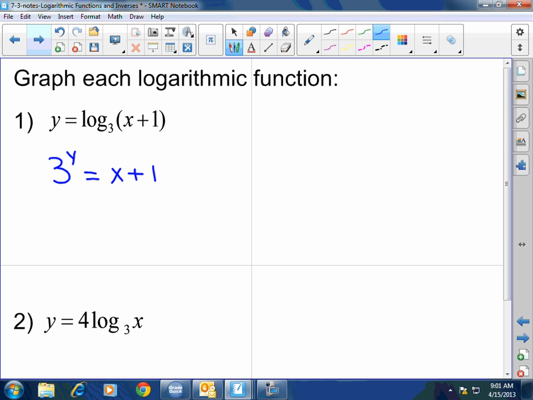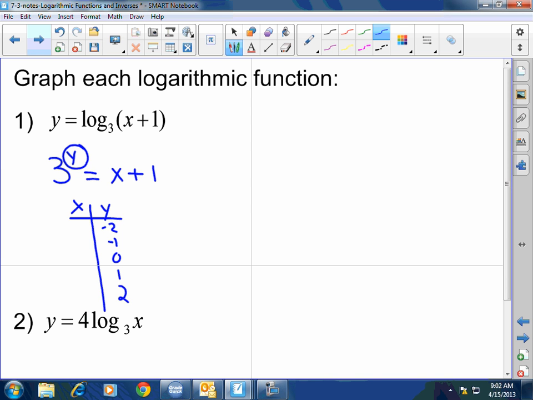You with me? Okay. Second, make a table just like before. However, this time, who's my independent variable? No. Remember, guys, look at it. Y is the exponent here, so y is the independent variable here. So you're going to choose values for y and solve for x this time. So, let's just go ahead and do it. Let's go -2, -1, 0, 1, and 2.